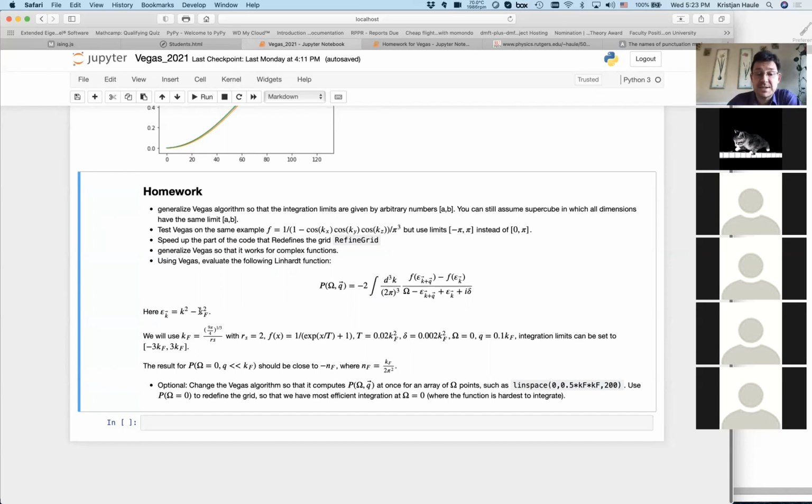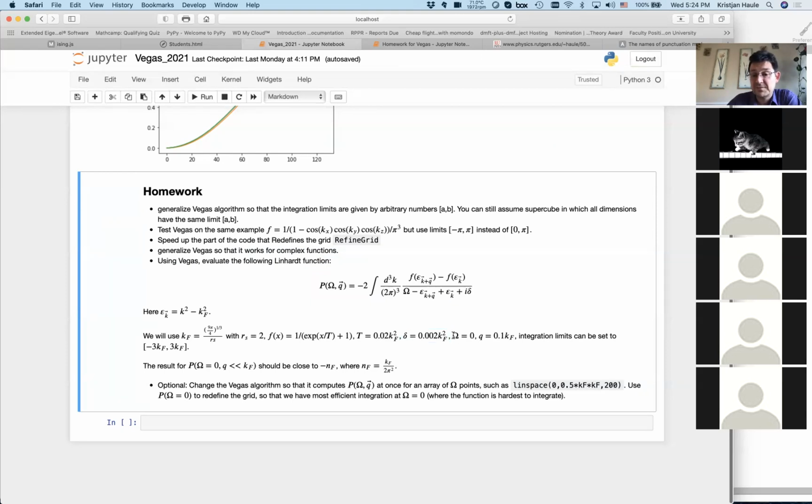So Fermi energy in this case is kf squared, where kf is the Fermi momentum. The Fermi momentum turns out to be (9 pi divided by 4) to the 1/3 divided by rs, where rs is a unit of density, and we're going to take rs to be 2. Okay, so f is the Fermi function, then temperature is some small number. This delta is the small broadening, and has to be even smaller than temperature, like one order of magnitude smaller than temperature.